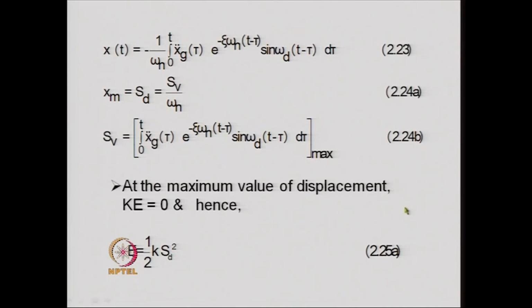At the maximum value of displacement, all of us know that the kinetic energy would be equal to 0, because the maximum displacement condition is equivalent to the 0 velocity condition, and therefore, the entire energy is the strain energy, that is half into k into Sd square. Sd is the maximum displacement. So, the other part of the energy, that is the kinetic energy, turns out to be 0 at the position of the maximum displacement.